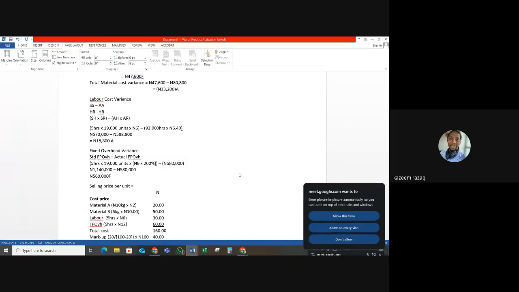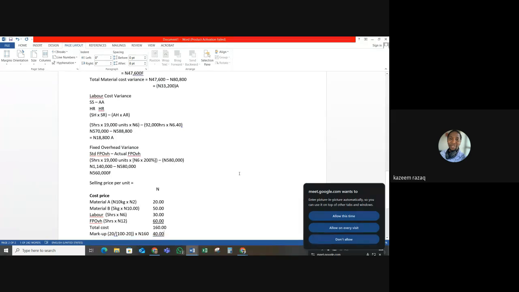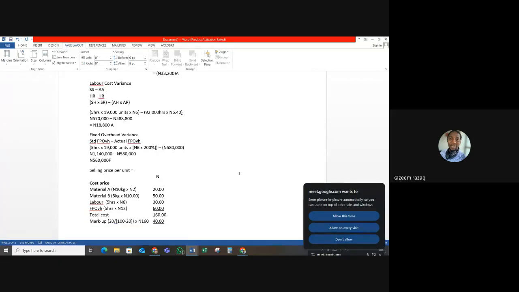Do we understand that? I have converted margin to markup. If margin is 20%, markup will be 20 divided by 100 minus 20. Because it simply means that the 20 that is profit is part of the 100. So you remove it, that will be 20 divided by 80. And that's what we have there. So what's our selling price? 200.